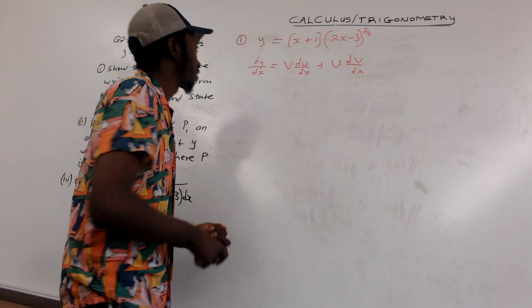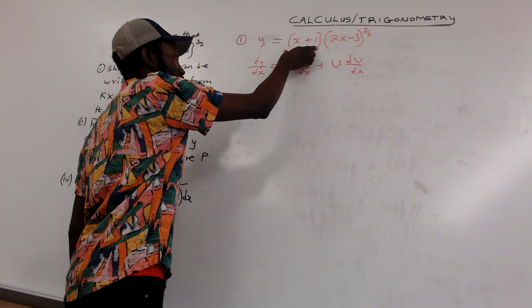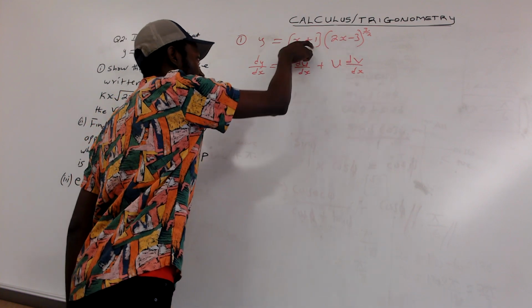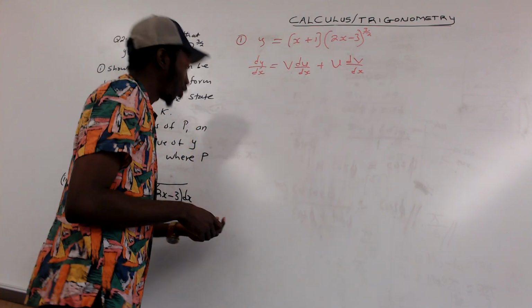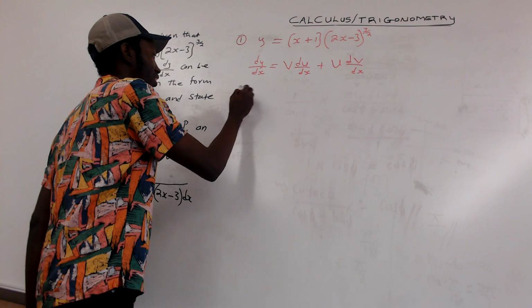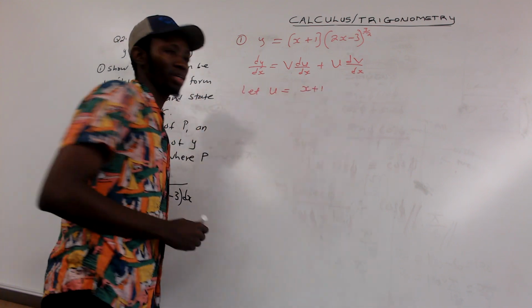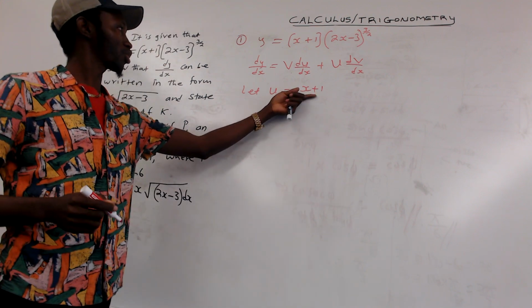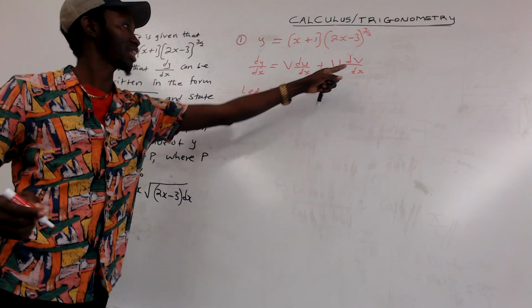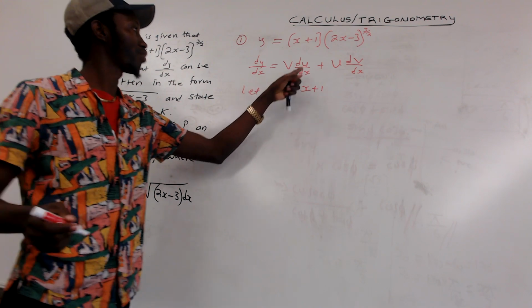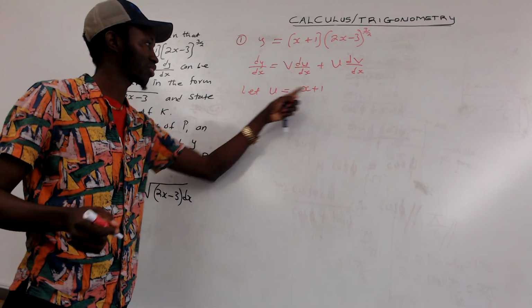It depends. You can say the first bracket is u and this is v, or this is v and this is u. In this case, let's say u equals the first bracket, which is x plus 1. Since u equals x plus 1, now we have the value of u. So how can we find du dx? We differentiate u with respect to x.